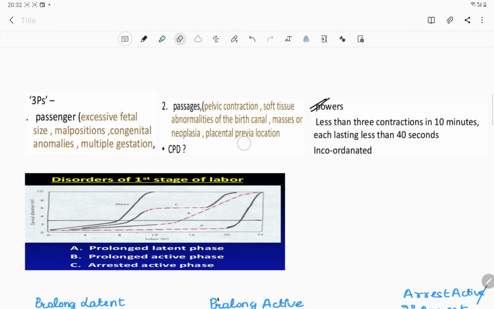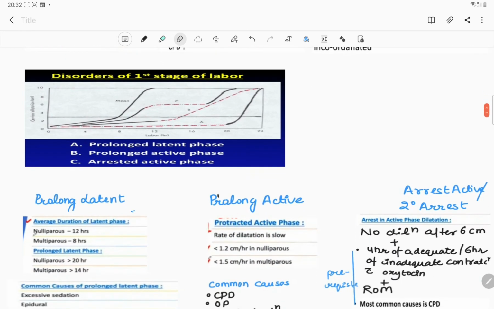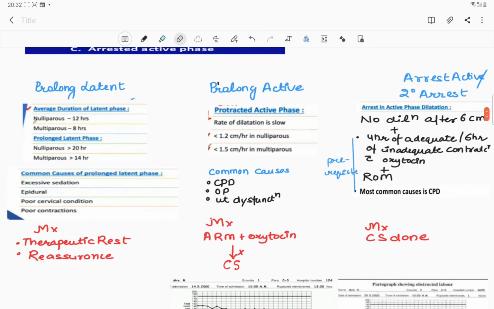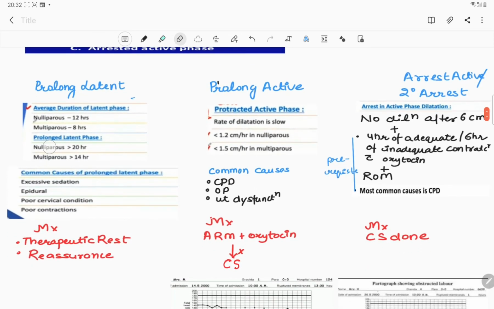And third is passage, which may be pelvic contraction, soft tissue abnormalities of the birth canal, or any mass or neoplasia or placenta previa location. So, disorders of the first stage are of 3 types. First is prolonged latent phase. As I told you, prolonged latent phase is called when it extends more than 20 hours in nulliparous and more than 14 in multiparous. What are the common causes of prolonged latent phase? They can be excessive sedation, epidural analgesia, poor cervical condition, or poor contraction, which is managed by only therapeutic rest and reassurance to the patient. No need of any intervention.